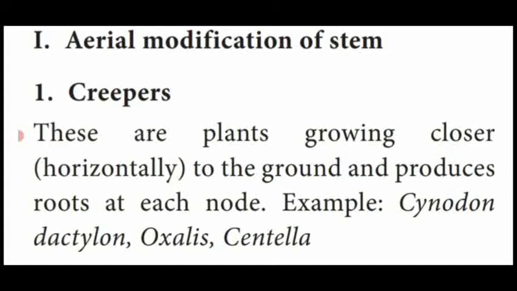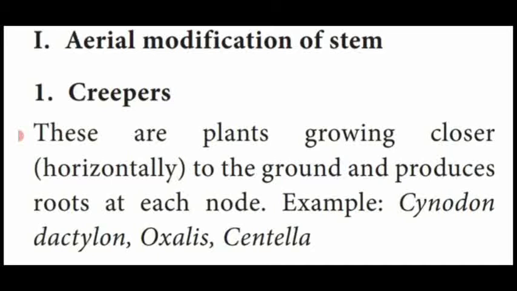Next one, underground stem. That means a stem portion which grows towards the soil, stores food material and the shape is modified into a different form and is responsible for vegetative propagation. That is said to be underground stem modification. So these are the different modifications of stem. First we are going to see aerial modification of stem.